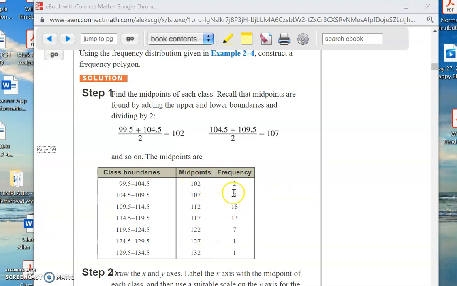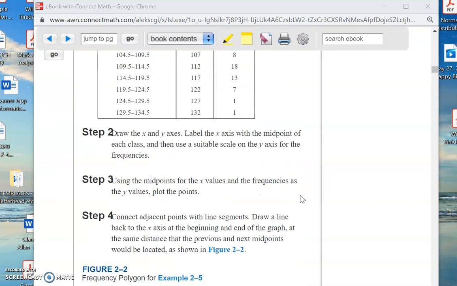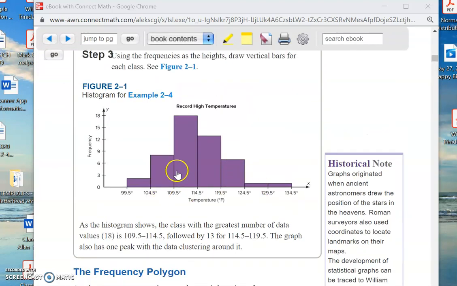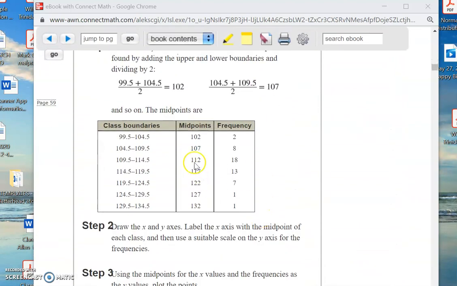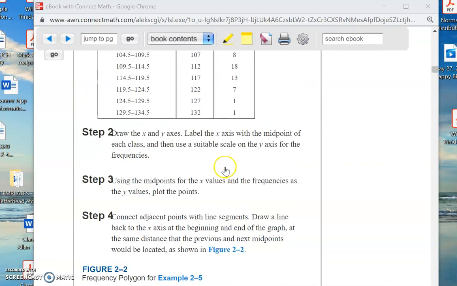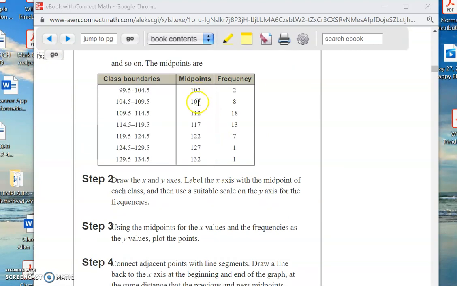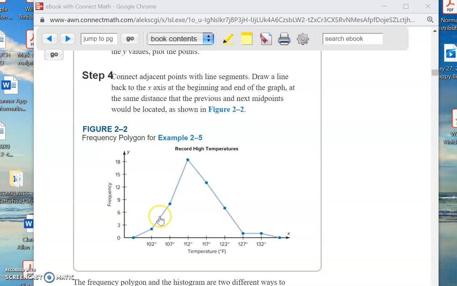How often do you get this class? Well, again, the frequency is just how often does it happen. Now instead of the intervals, the little rectangles we used before, we're going to use these midpoints. So here they are: 102, 107, 112. You see where they came from? Right here. Those are the midpoints. So we plot those points, put a little dot on each one of them.